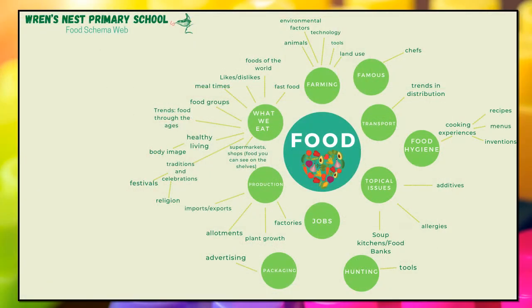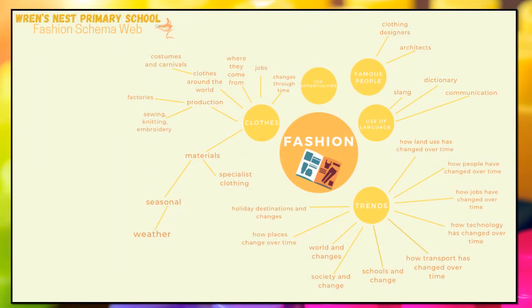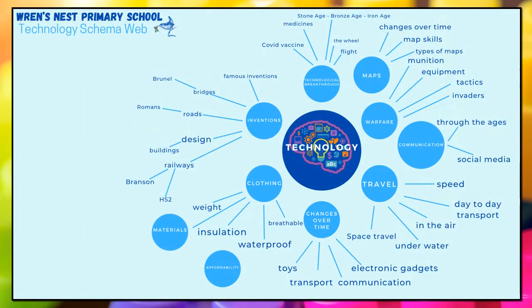Here is a food schema that links our learning. Here is the fashion schema web used at Wren's Nest Primary School to link our learning. And this is the final schema used at Wren's Nest. It's our technology schema. It's used to link all of our learning.